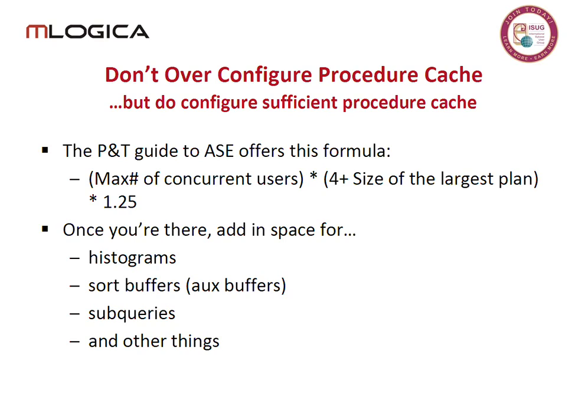With the advent of 15, because we're doing so much extra in 15, there's a lot of other space we need available in there. Histograms, sort buffers, aux buffers, subqueries. Lots of stuff is getting done in procedure cache that was not being done there before. As a result, we have a lot more space.